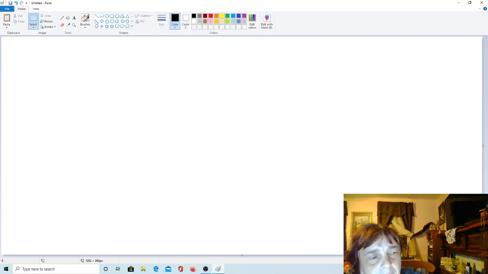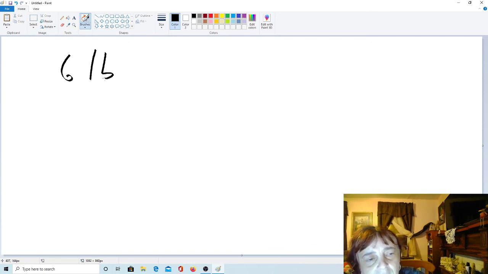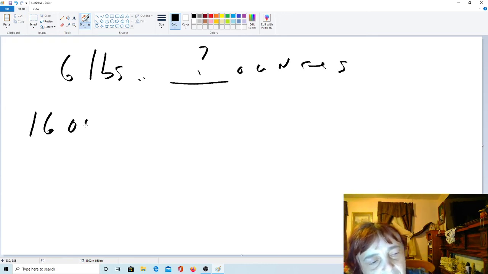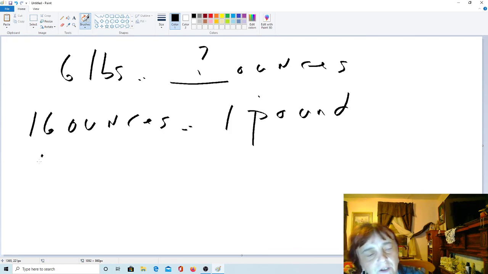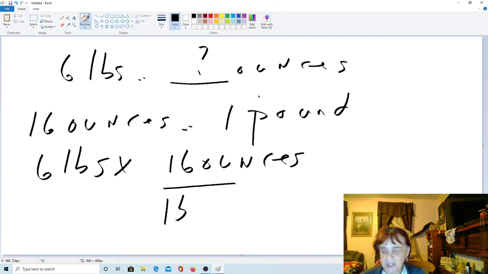Okay, like 6 pounds is how many ounces? 16 ounces is a pound. So it would be 6 pounds times 16 ounces per pound. 6 times 16 is what? 96 ounces.